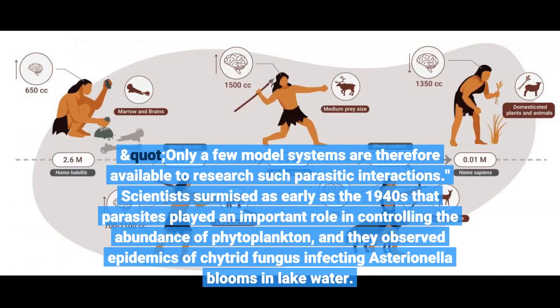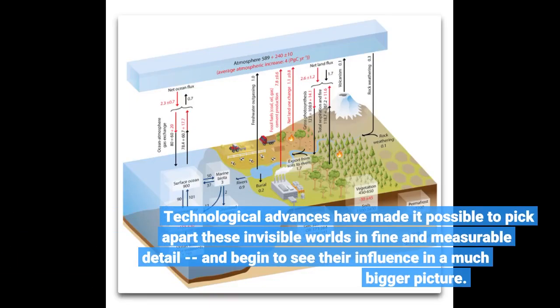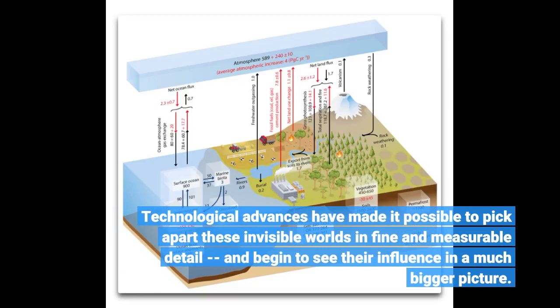Scientists surmised as early as the 1940s that parasites played an important role in controlling the abundance of phytoplankton, and they observed epidemics of chytrid fungus infecting Asterionella bloomsii. Technological advances have made it possible to pick apart these invisible worlds in fine and measurable detail, and begin to see their influence in a much bigger picture.